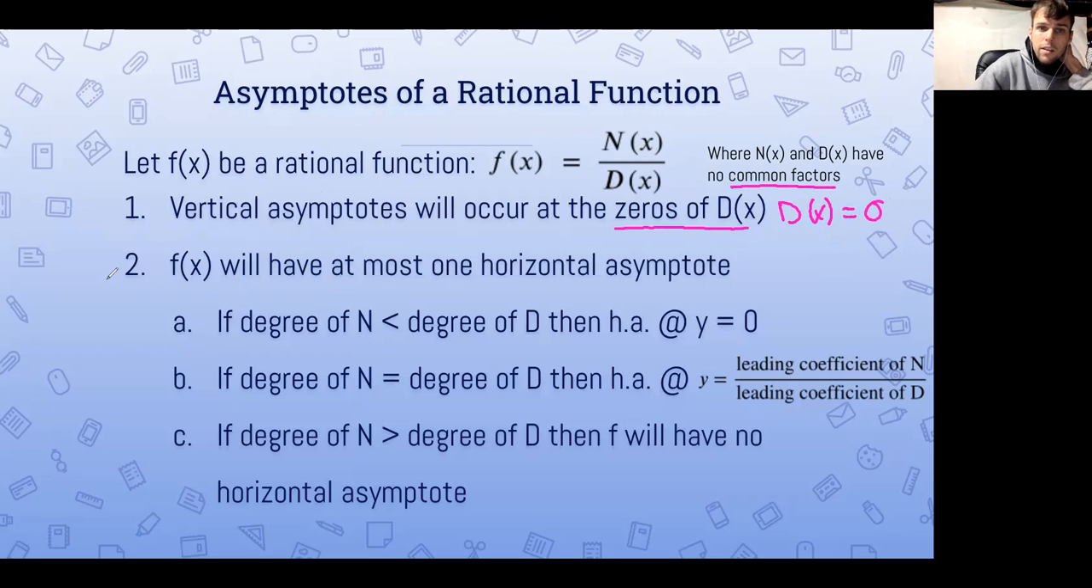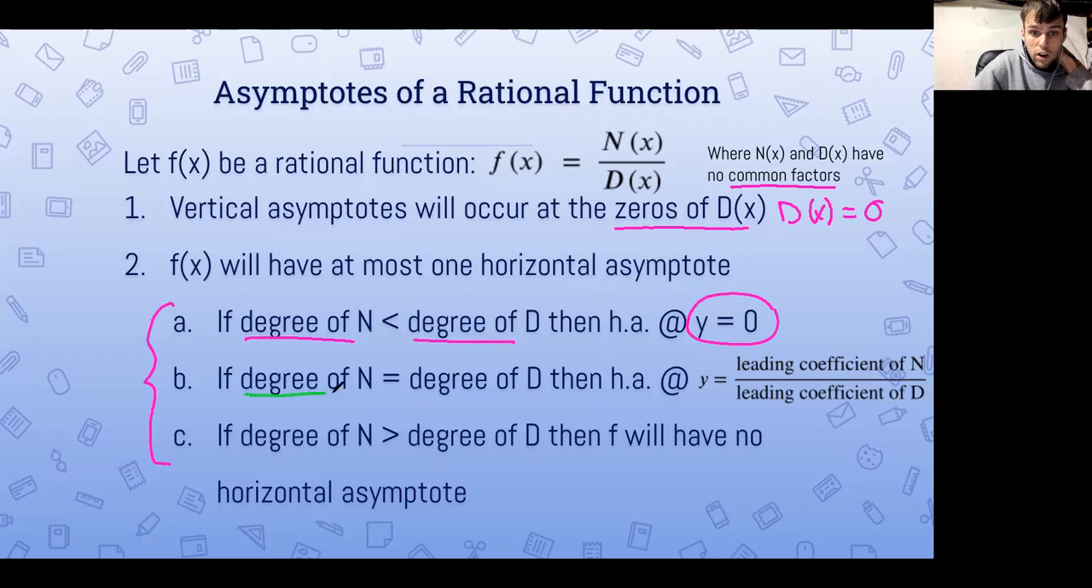The next thing are horizontal asymptotes. There's always at most only going to be one. And these are the 3 conditions. We have to remember these, or at least be able to look them up quickly. It has to do with the degree of the numerator and the degree of the denominator, so the highest exponent power. In the first case, if the degree of the numerator is less than the degree of the denominator, then we're going to have one at y equals 0, the x-axis.